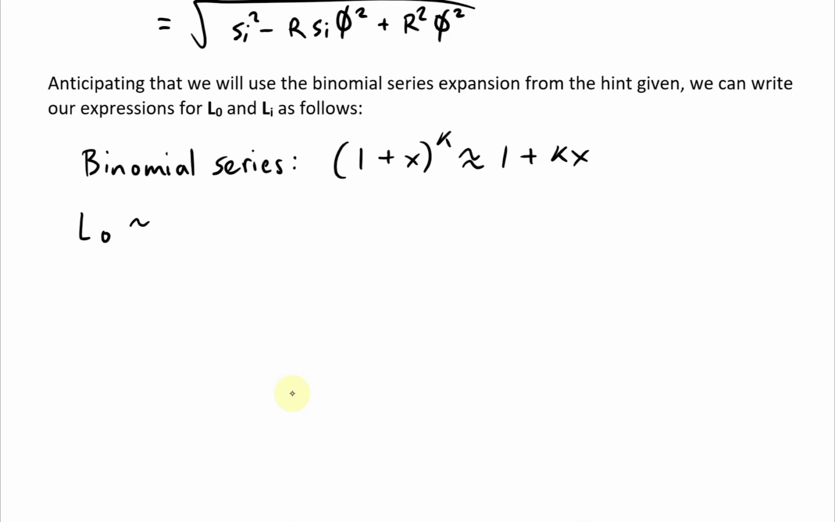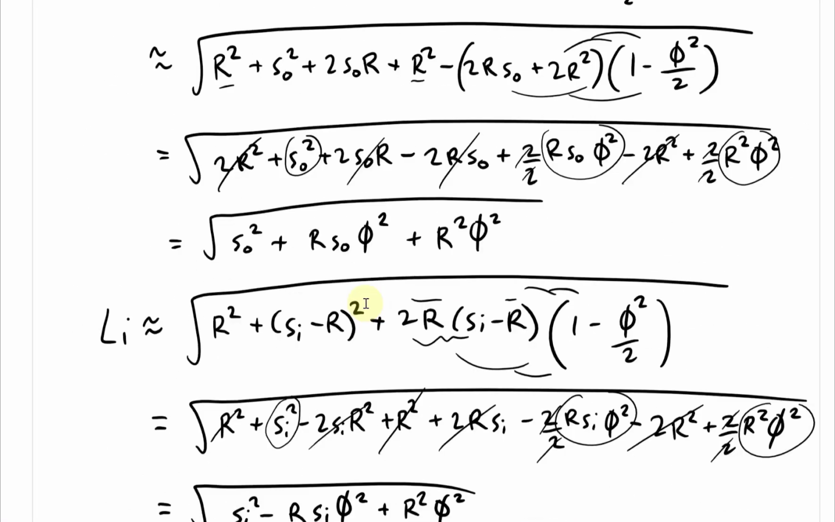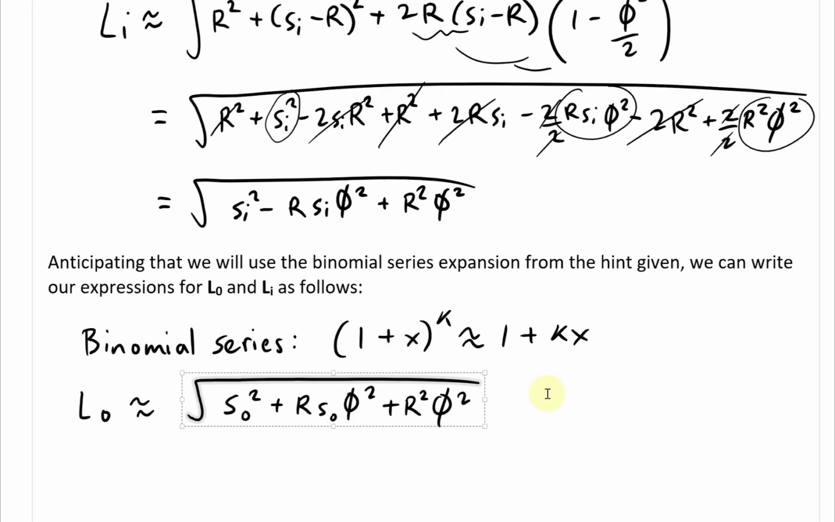So this is approximately equal to, from our earlier approximation, the square root of s naught squared plus r s naught phi squared plus r squared phi squared. We can just do a quick double check. This is a lot of terms, so move this over, and that is over here: s naught squared plus r s naught phi squared plus r squared phi squared. And that is exactly what we have here.